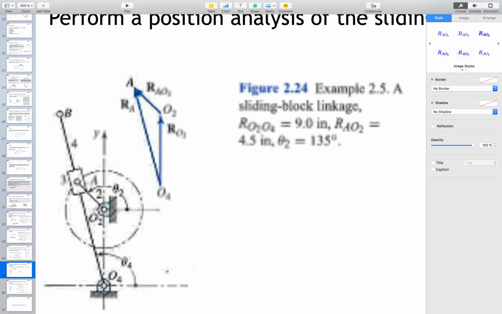Now this vector starts from O4 and ends here, for example, at point A, which is representing that joint. So from the first joint to the second joint, these vectors are connecting joints, just remember that. Now we have the second vector that is starting from O4 and ending at O2, and we have the third vector that's from O2 to A. So with these three vectors, we should have a closed vector representation.